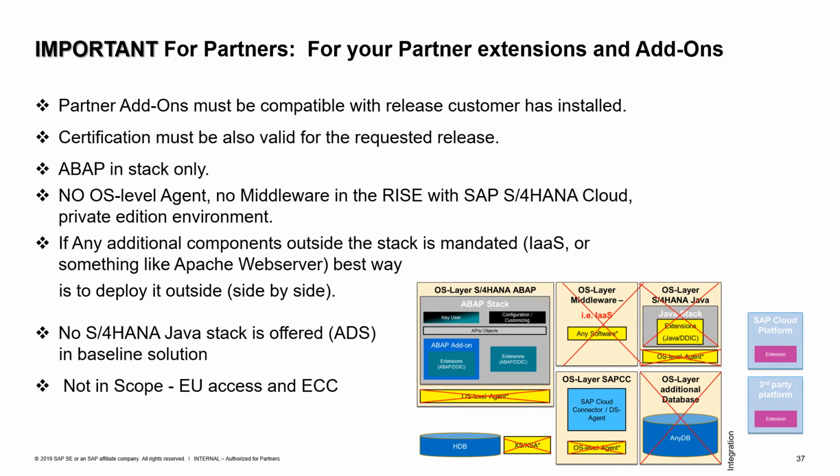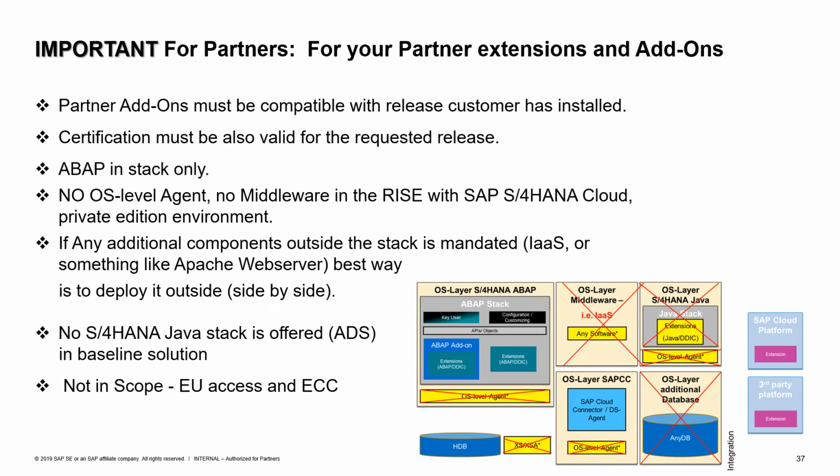And again, to reiterate, this is very important for you, our partners, for your extensions and add-ons and packages. So first off, partner add-ons must be compatible with the release the customer has installed. Okay, so it's got to be at the same release level. Certification must also be valid for the requested release. So if you have a certified solution, package, add-on, extension, make sure that certification is also on the same release level as what your customer is provisioning.